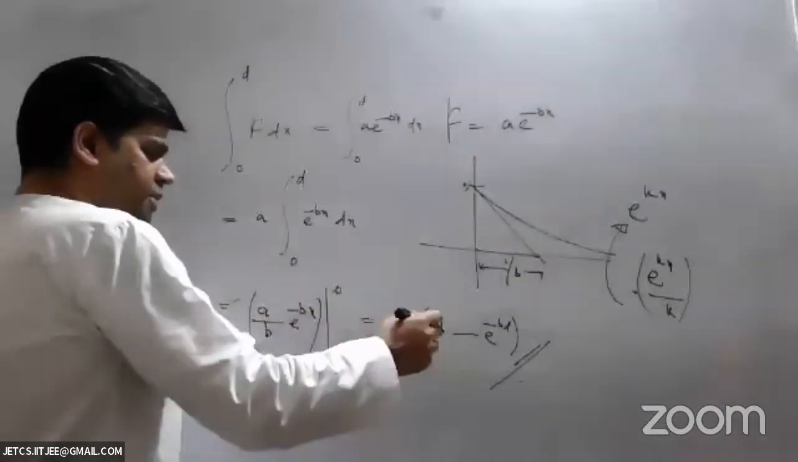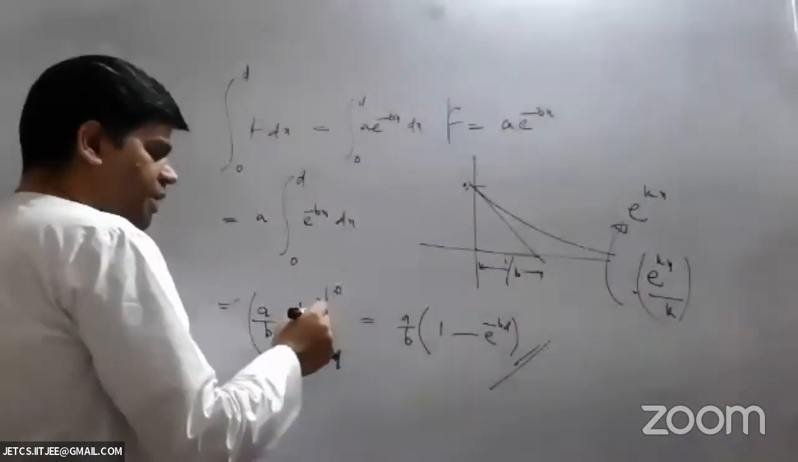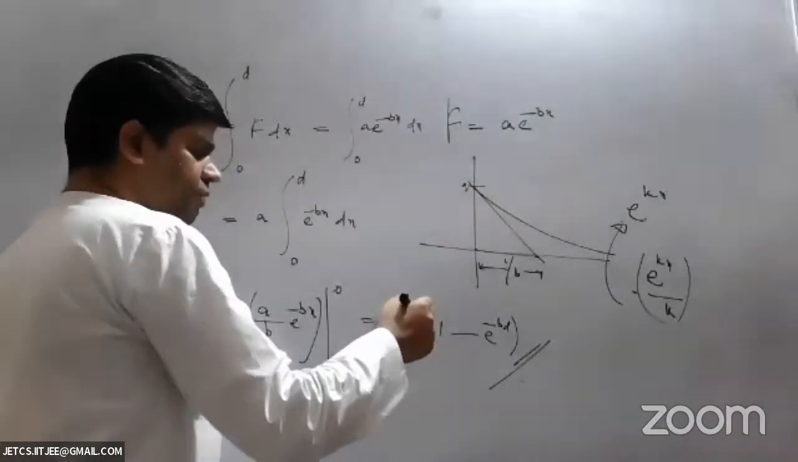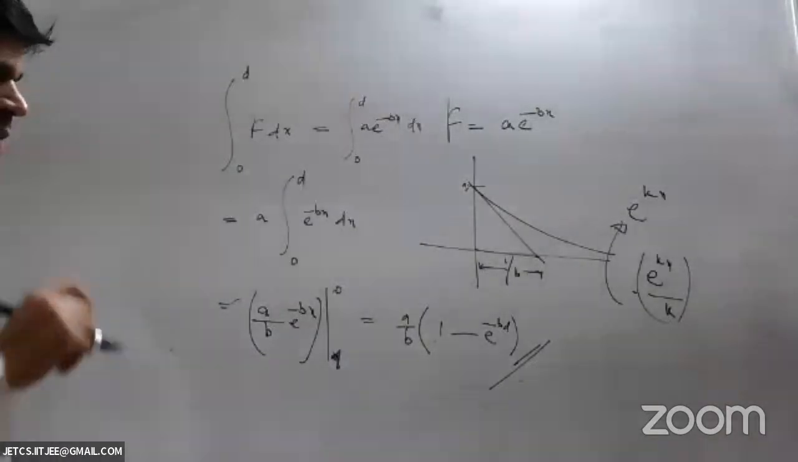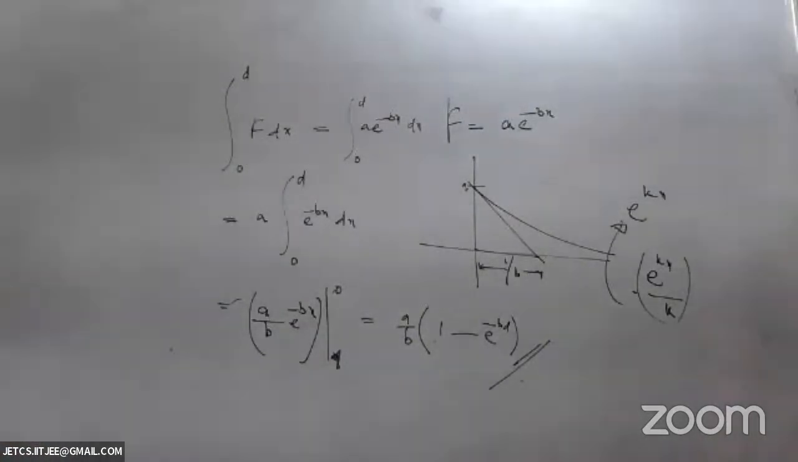Then I'll substitute d: minus e power minus b into d. So I'll take a by b as common, 1 minus e power minus bd. Is the work done? Yes, sir.